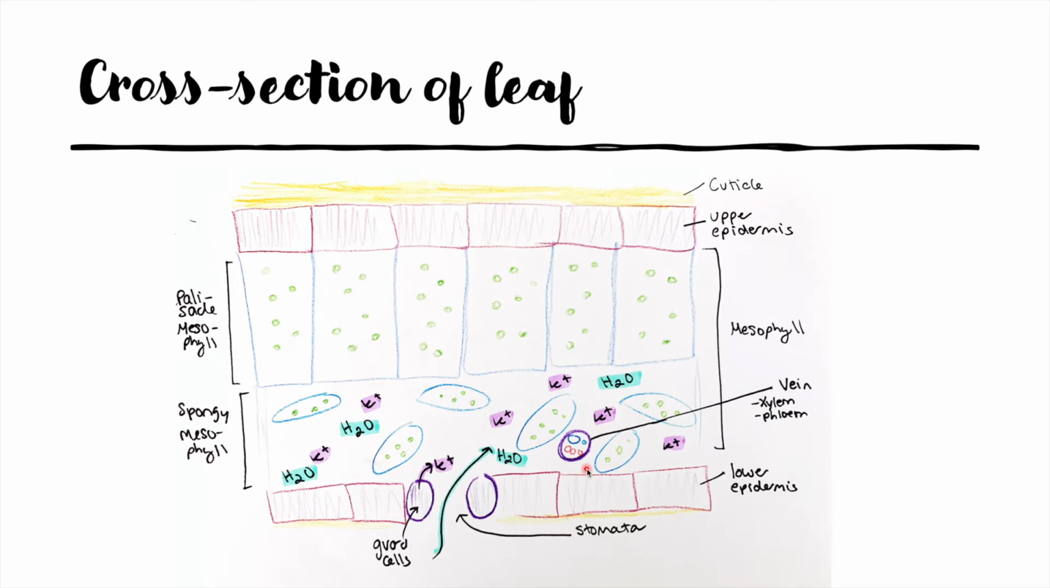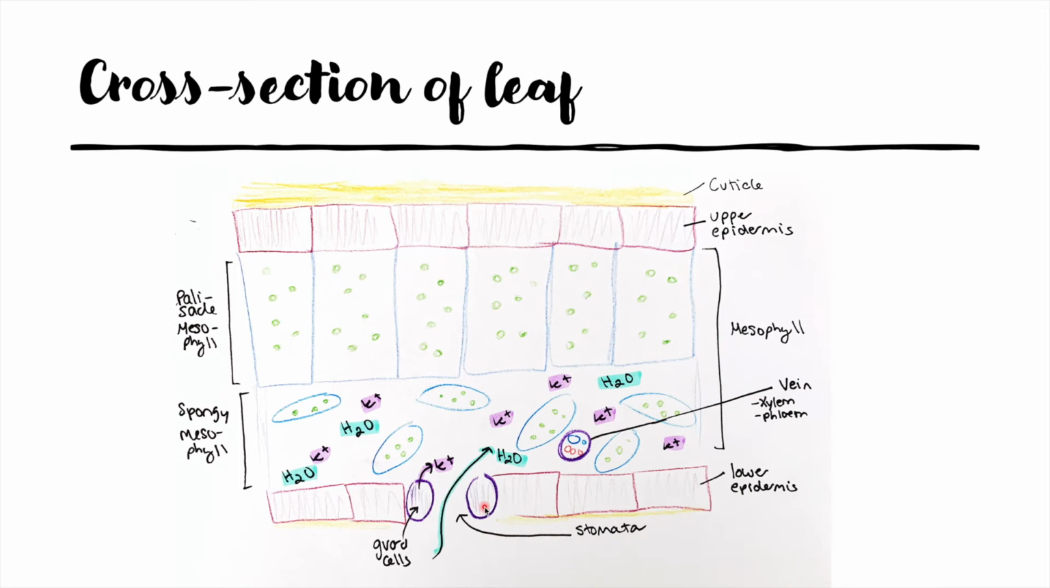The vein contains xylem and phloem vessels. Xylem is in charge of water transport in the plant, and phloem is involved with sucrose transport. Then comes the lower epidermis. The lower epidermis contains stomata, which are pores that allow for gas exchange.